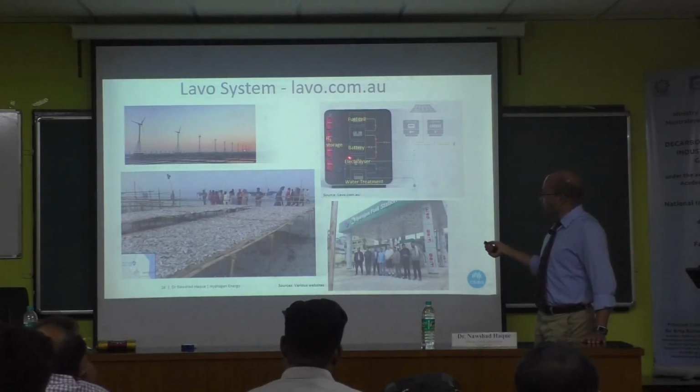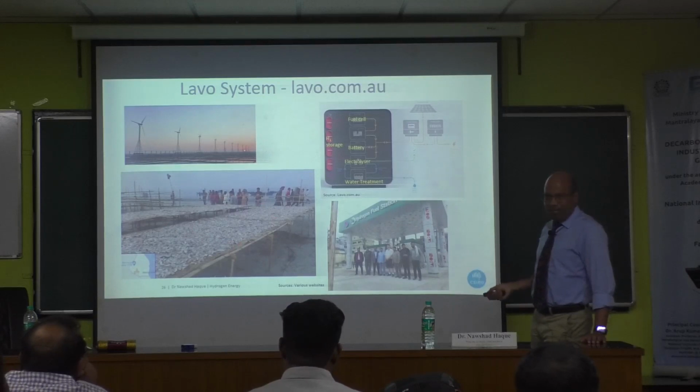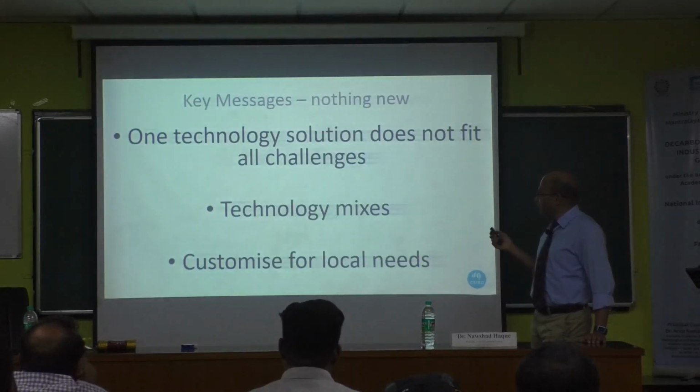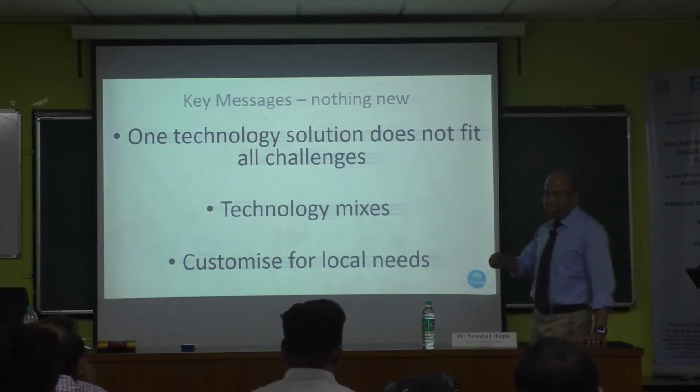There is a system called the Labo system. I sometimes ask, do you have dry fish villages in Sundarban or in some parts of the country like that? You have nothing there, but there is some power, and then you can have a system like that. So this is one technology solution. The other challenges are technology mixes, but you have to customize for the company. I think we'll finish here.